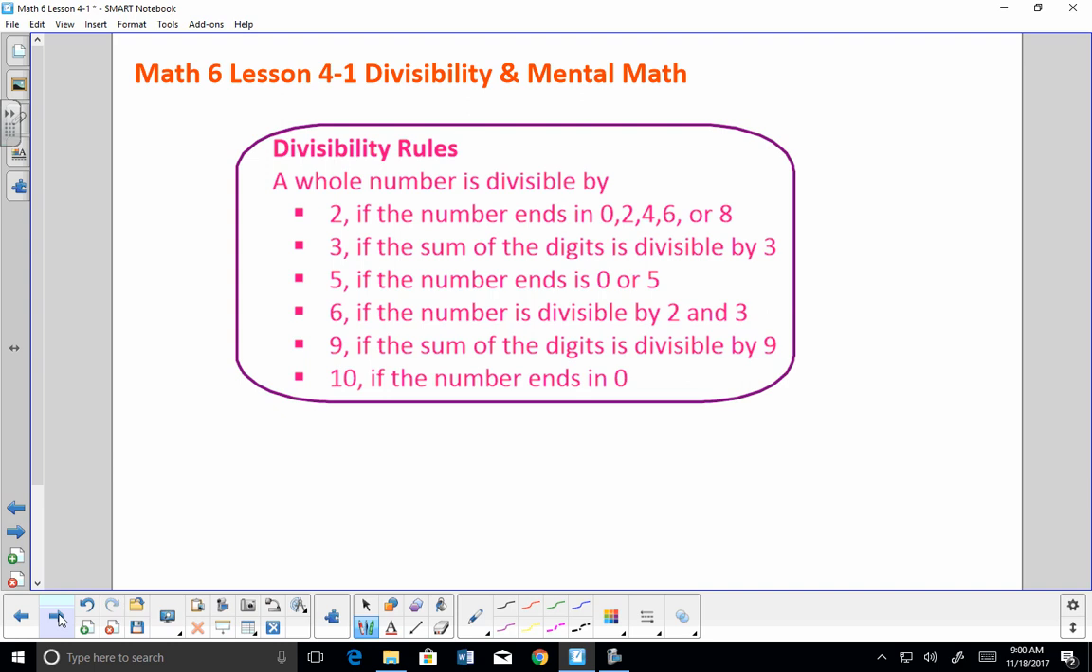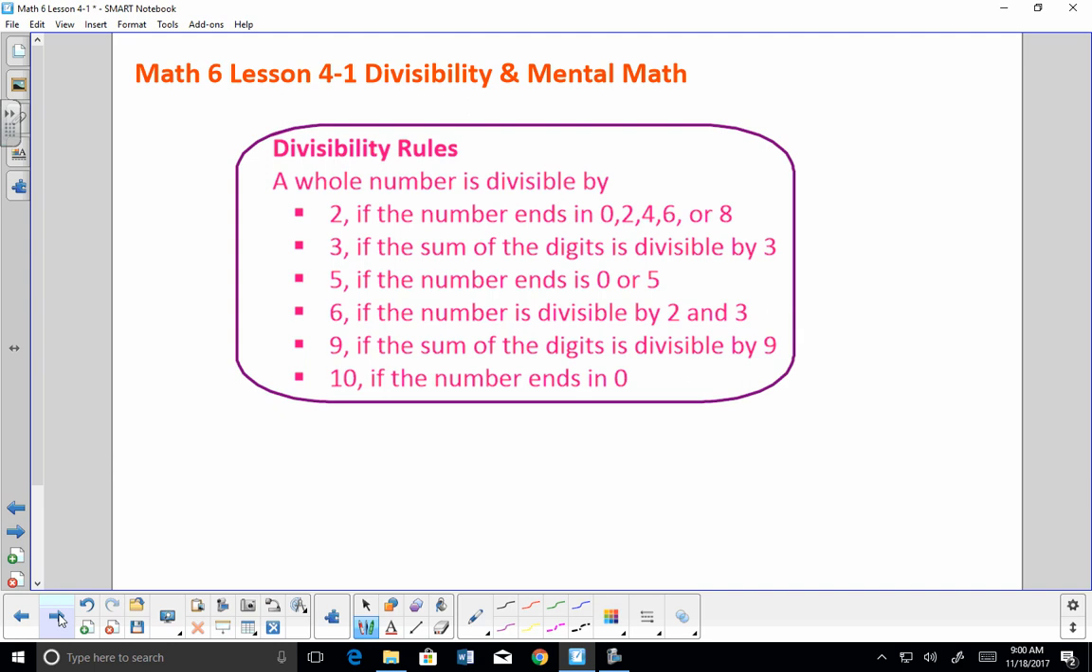The reason I am really good at knowing whether or not a number is divisible by another number is because I know my divisibility rules. Divisibility rules are rules that help you determine whether a number is divisible by another number without actually physically having to divide it. For example, a whole number is divisible by 2 if it is even, which means it ends in 0, 2, 4, 6, or 8.